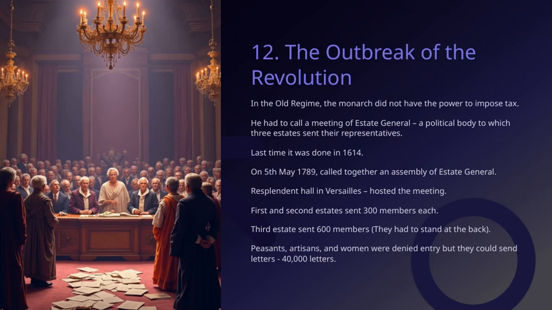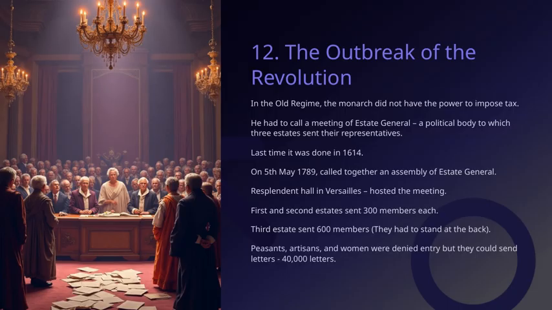The first and second estates, which represented the clergy and the nobility, each sent about 300 members. The third estate, representing commoners like peasants and artisans, sent 600 members, though they had to stand at the back of the hall. It's important to note that peasants, artisans, and women were not allowed to enter the meeting itself, but they still played a role, sending around 40,000 letters to express their opinions and concerns.